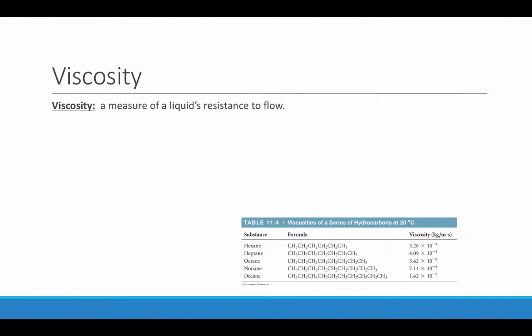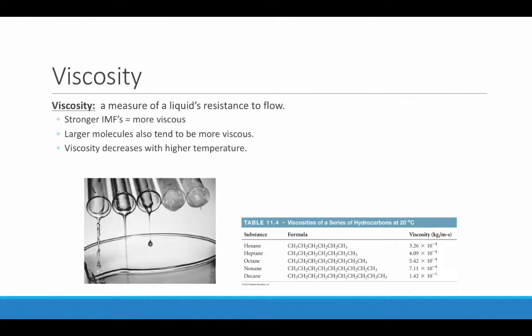First, viscosity. Viscosity is a measure of a liquid's resistance to flow. As you can see in the picture here, the least viscous substances appear to be these two, since they flow quite easily, and the most viscous appear to be these two. Molecules with stronger intermolecular forces will be more viscous. Likewise, larger molecules also tend to be more viscous. Viscosity decreases with temperature, which should be consistent with your everyday experience. As things heat up, they tend to flow more easily.